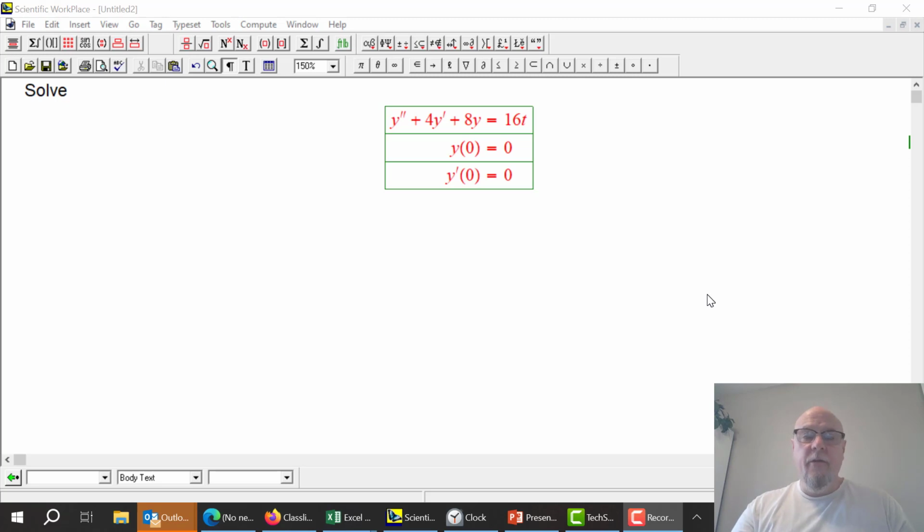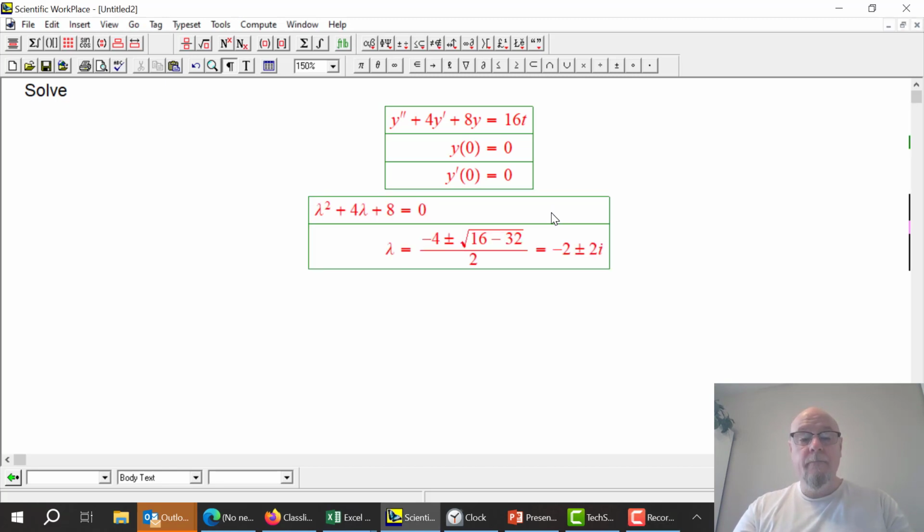So here's a linear second order constant coefficient non-homogeneous differential equation. And we've got initial conditions, so we need to find the constants. So the first thing we're going to do then is, well, because it's non-homogeneous, step one is to find the homogeneous solution. And that means auxiliary equation.